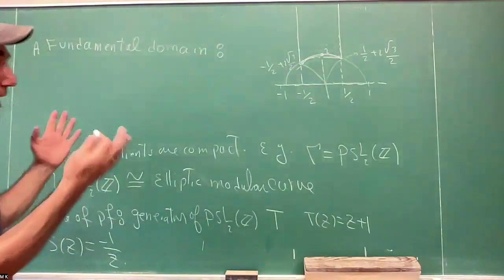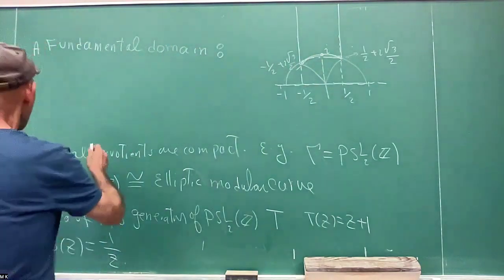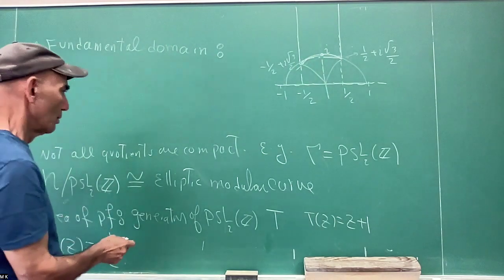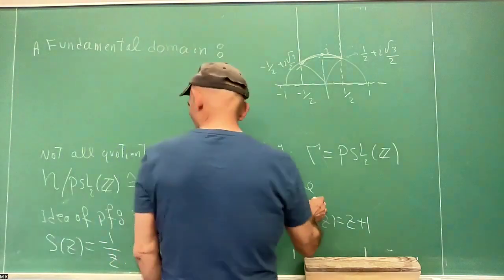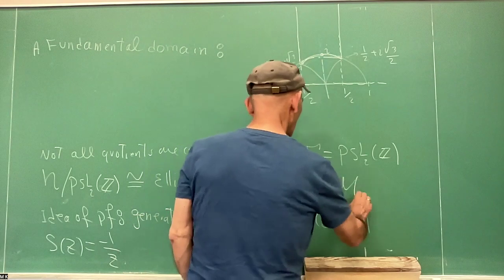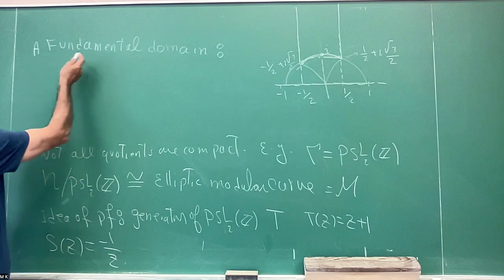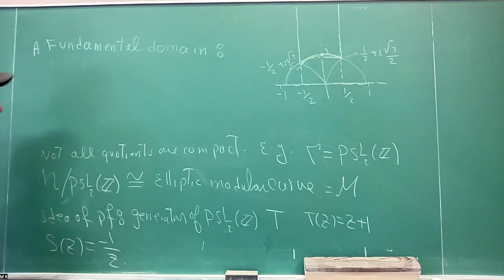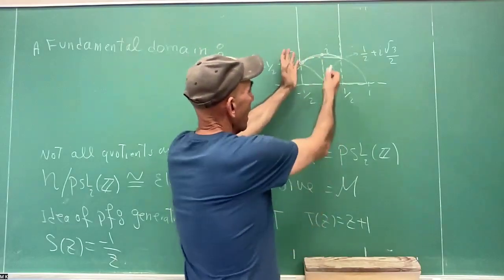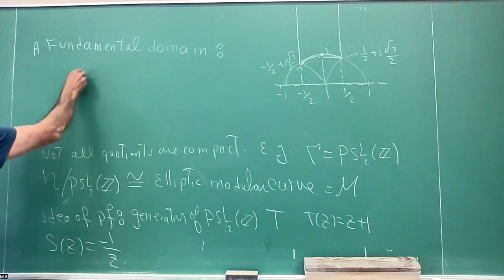So after identification, you do get a non-compact Riemann surface, which I called M. I don't know if I have the notation introduced or not. So this is M, the non-compact Riemann surface. It's just called the modular curve. And so now you have to think of this after identification. So one way to think of this is like this.